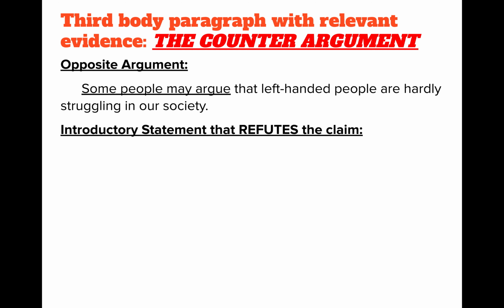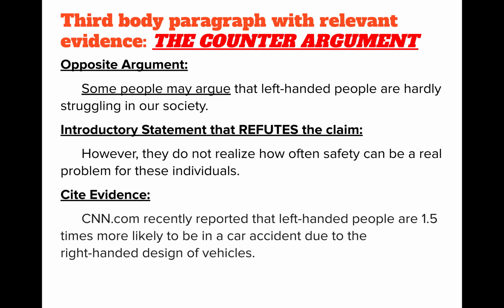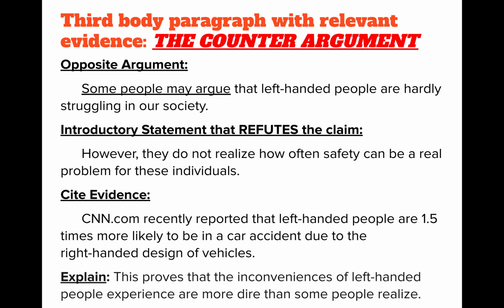Then we'll follow the ICE method. Your introductory statement in this paragraph should refute that claim. If the opposite argument is that left-handed people don't struggle, my claim would be, however, they do not realize how often safety can be a real problem for these individuals. Then I cite some evidence. CNN.com recently reported that left-handed people are 1.5 times more likely to be in a car accident due to the right-handed design of vehicles. And then finally, I explain, and this should directly refute, go against the opposite argument.